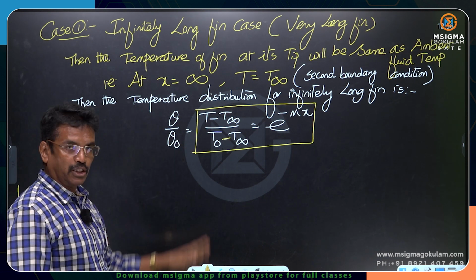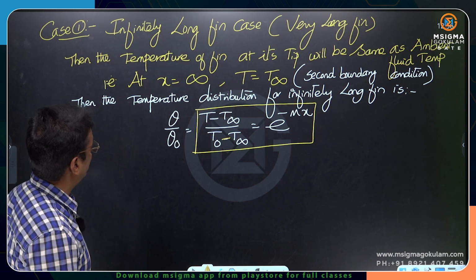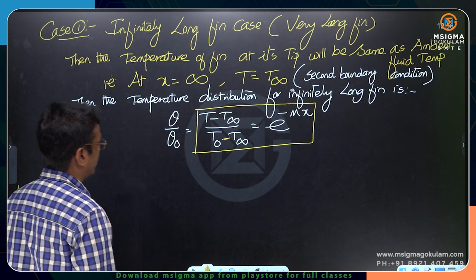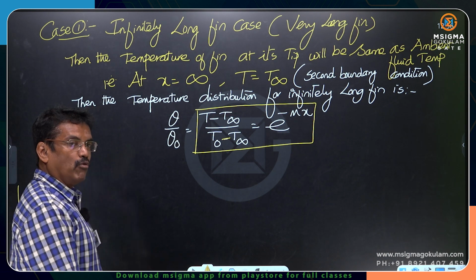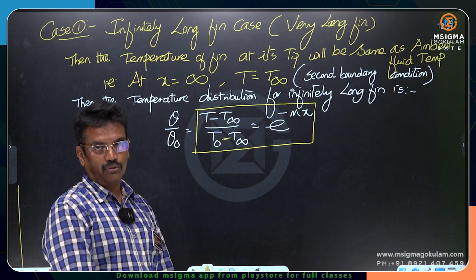Here m is the square root of hP by kA for the infinitely long fin, for a very long fin. Okay, first objective we got. Then what is the second objective? What is the rate of heat transfer through the fin?